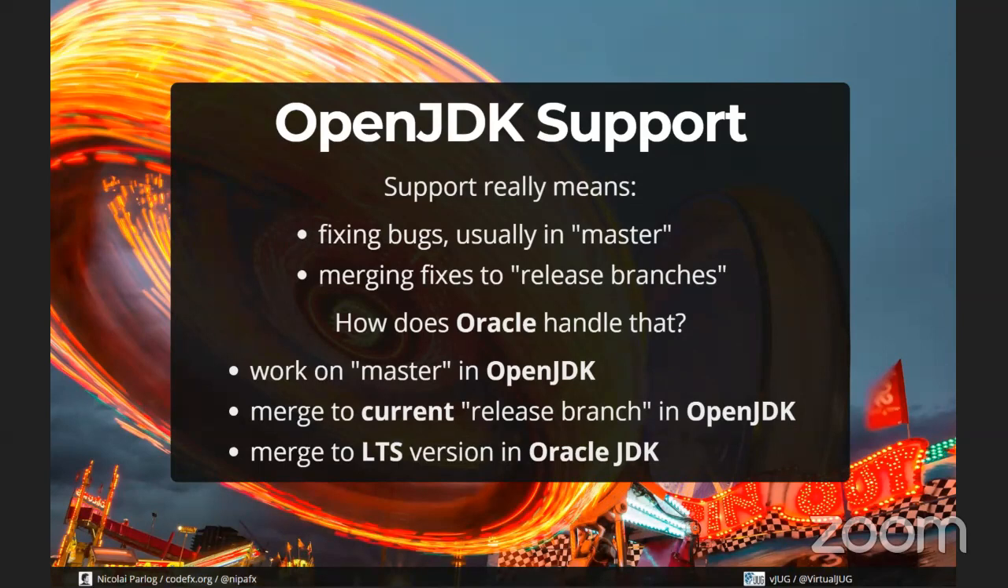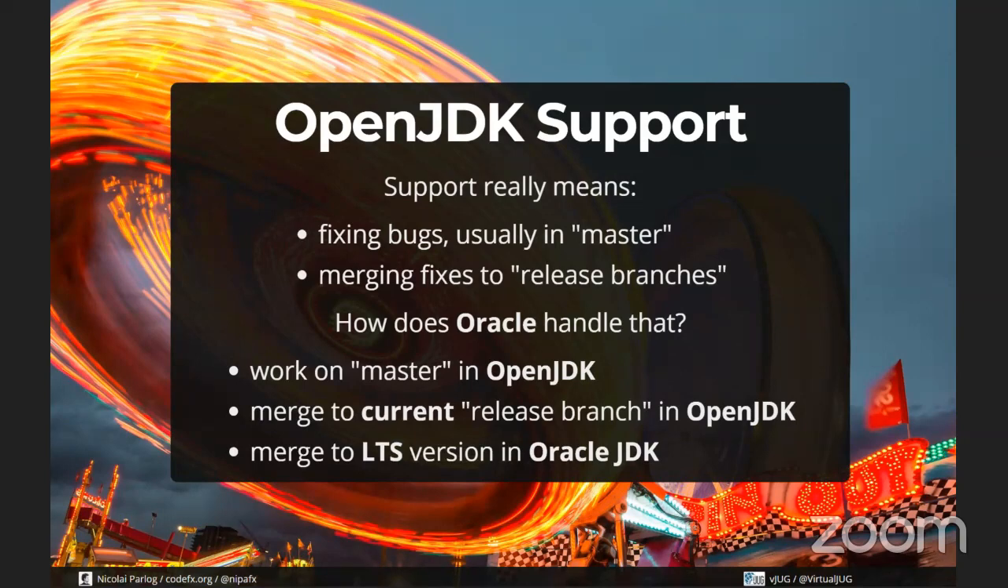So what does Oracle do here? Oracle works on master in the OpenJDK, and it will merge all fixes into their current release branch. That means at the moment, that would not be Java 12 anymore, because Java 12 is already, CC will see no future updates anymore. So if there were a bug fix on master at the moment, Oracle would only merge it into the OpenJDK Java 13 release branch, right? You didn't see me put the air quotes around branch, but that's what Oracle would do.